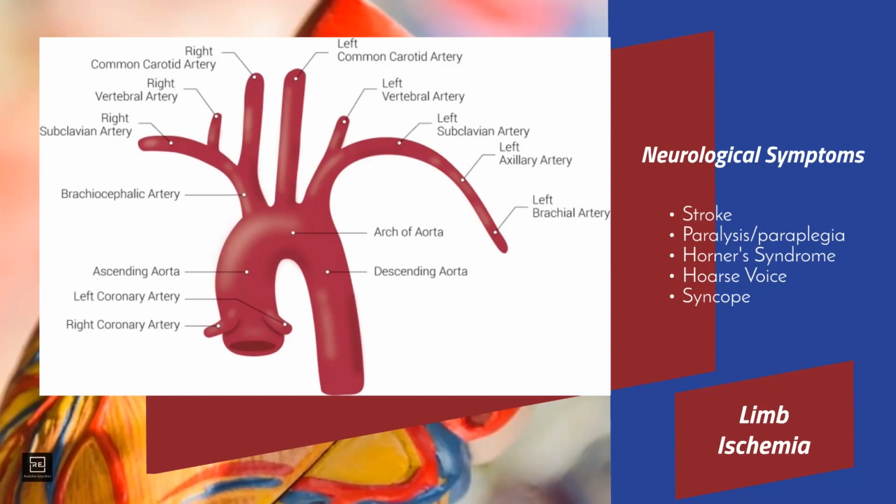Syncope is also a possible presentation occurring in 5 to 10% of dissection patients. This may be indicative of a cardiac tamponade or involvement of the brachiocephalic vessels. Patients who experience syncope are more likely to develop poor cerebral perfusion and stroke. Generally, syncope is found most often in type A dissections.